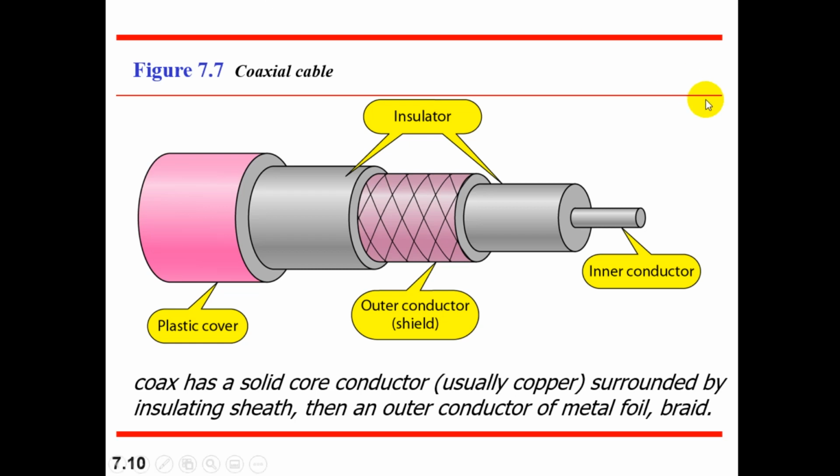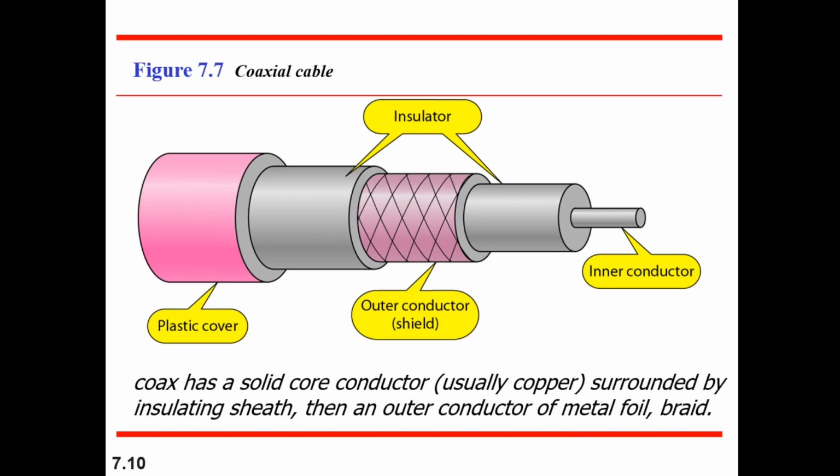Now the second type of cable in the guided media is coaxial cable. This is the cable that you normally use in cable TV. But earlier this cable was also used for networking. Nowadays UTP is more common as compared to coaxial for the LAN environment.